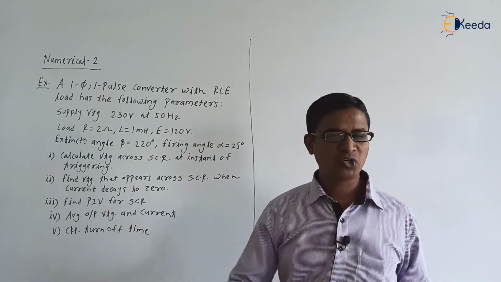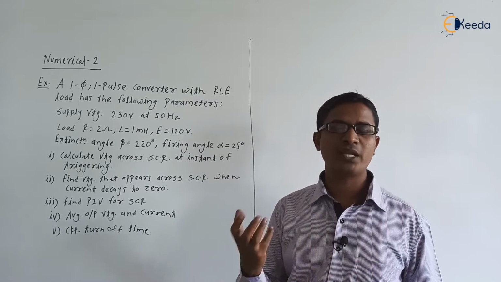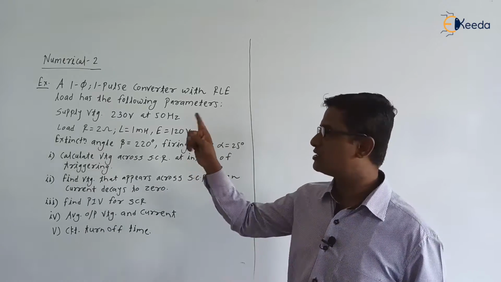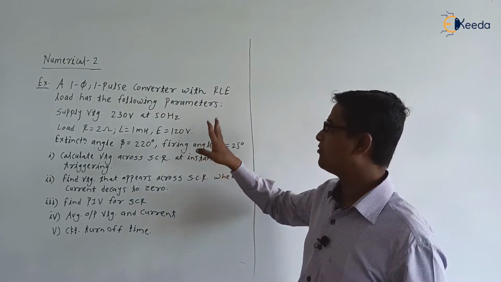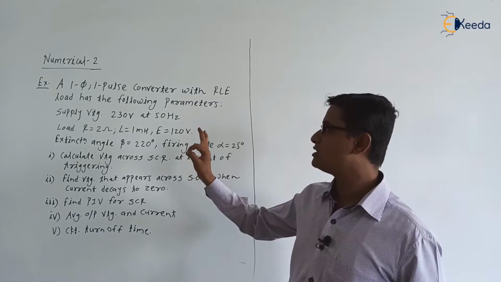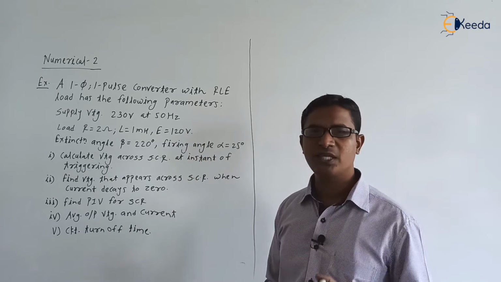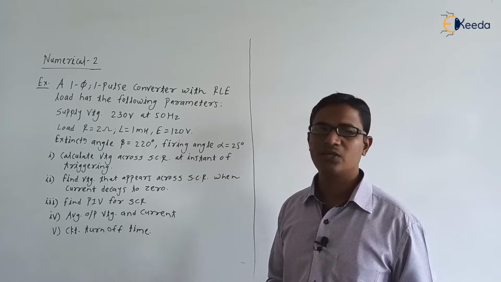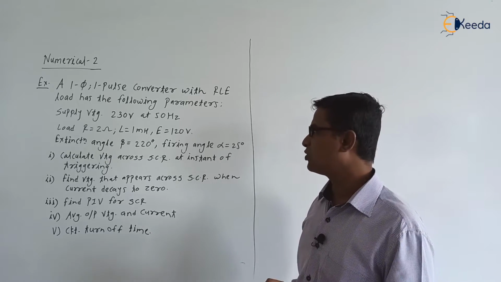Because corresponding to one input cycle of the supply, in the output we are getting only one pulse, so that's why it is a single phase single pulse. It has the following parameters: supply voltage is 230 volt, frequency is 50 hertz, load is RLE, R is 2 ohm, L is 1 millihenry and E is equal to 120 volt. Extinction angle beta is equal to 220 degree.